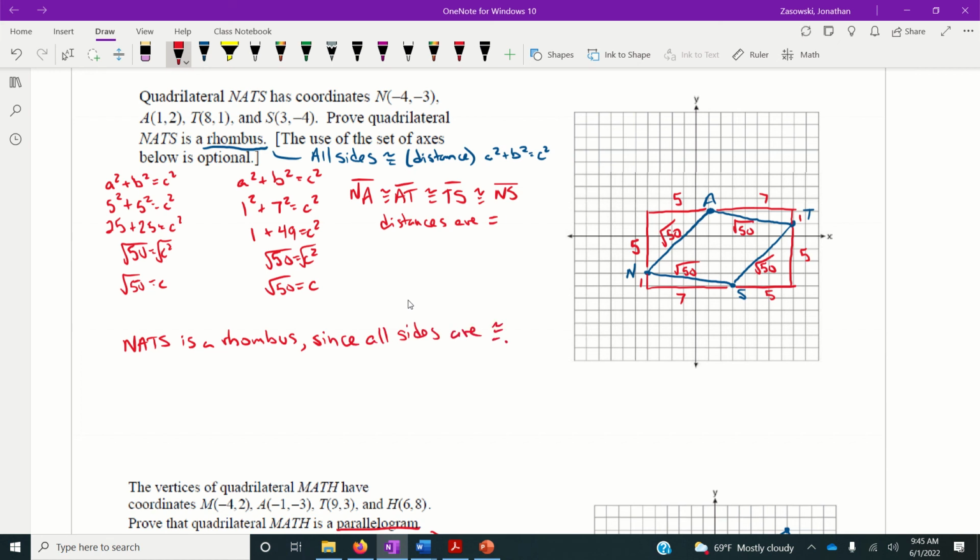So in a coordinate geometry proof, okay, key thing. Number one, you're going to use either the slope, distance, or midpoint to show some work, okay, to get sides or angles equal or equal to 90. And then you're going to say something about that work, and then you're going to make a summary statement about your proof in terms of what type of shape it is.